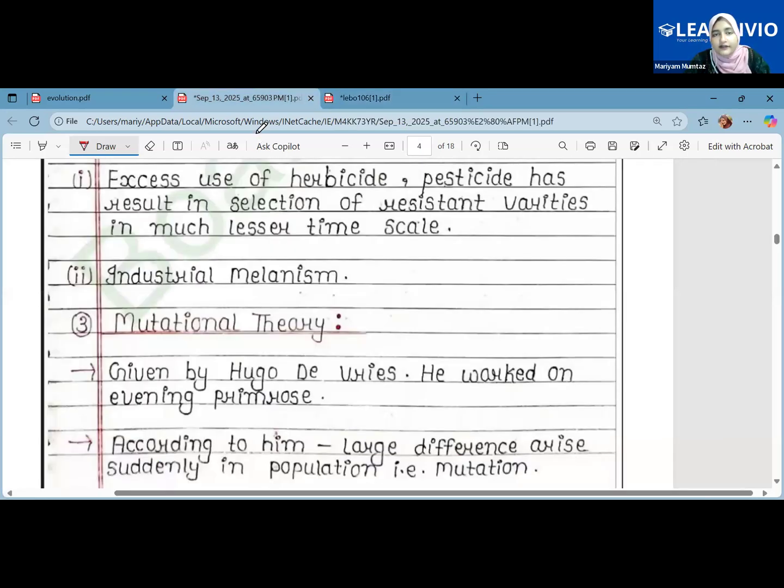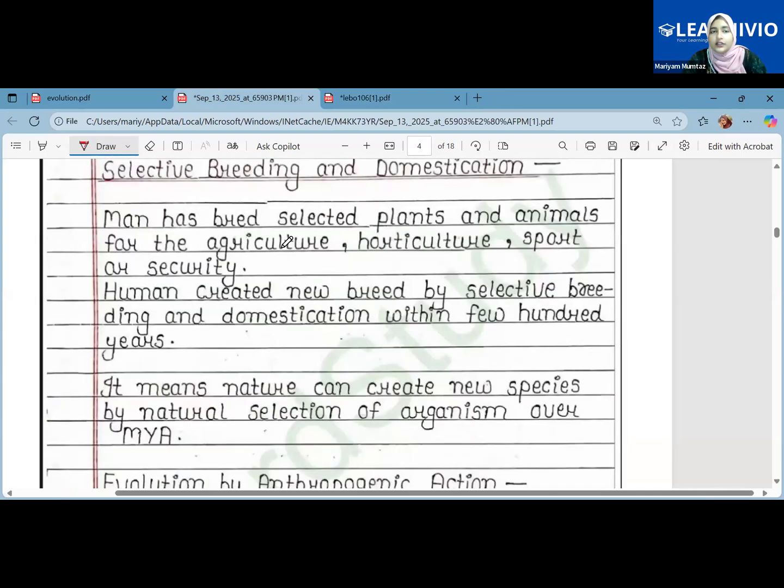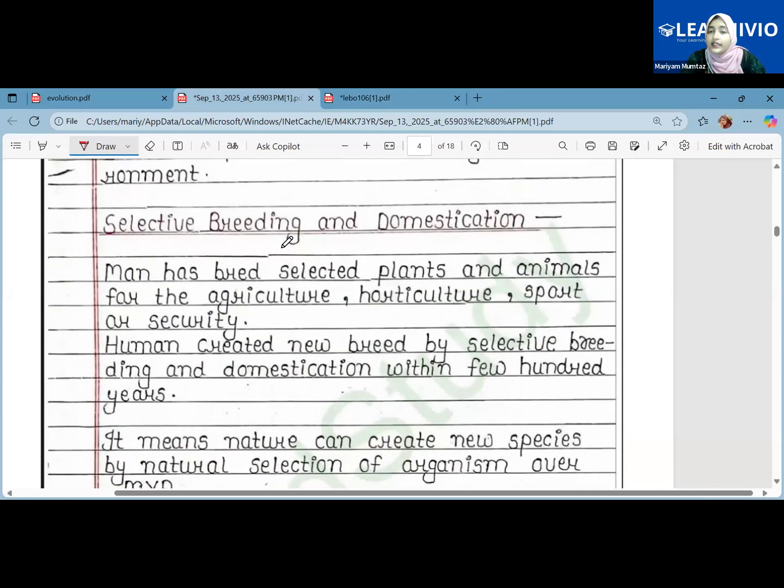So if you see here, when we talk about human action, selective breeding and domestication. Now man has bred selected plants and animals. Human beings create several breeds for agriculture, for horticulture, or sports, or even security. So humans created new breeds by selective breeding and domesticated them, put them into human use.